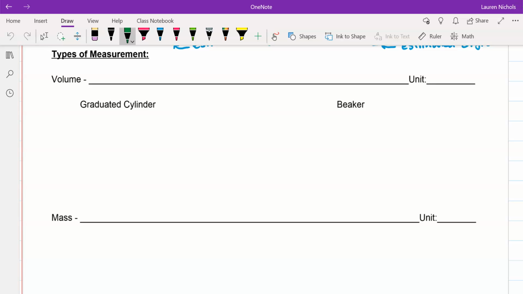So in our last video, we talked about accuracy and precision and units and why they're so important. And so we want to go into more detail about the types of measurements that you'll be seeing in chemistry often. So the first one is volume. And when we talk about volume, we want to be very specific or very precise with the words that we use so that you know the correct vocabulary to expect on a quiz or a test, that sort of thing.